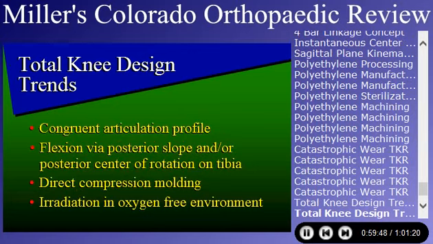You're going to use direct compression molded polyethylene. Most of our companies now are all going to direct compression molding process. You're going to irradiate the implants in an oxygen-free environment, which is argon or nitrogen packaging or vacuum packaging.